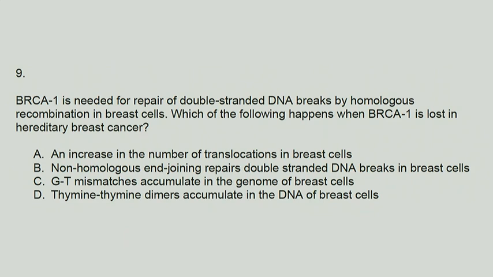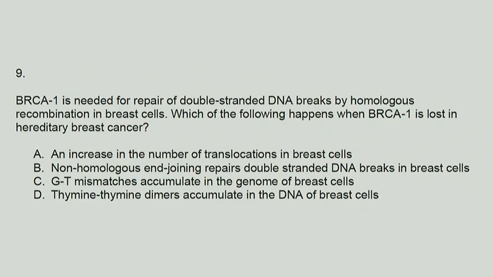End joining, right? So if I don't have the capability to do homologous recombination, what am I going to do when I get a double-stranded break? End joining, exactly. So you lose BRCA1, you're going to get an increase in the number of translocations. Because every time there's a double-stranded break, there's a chance for end joining to mix up chromosomes and fuse them together. Okay, and then similarly, looking at B, non-homologous end joining repairs double-stranded DNA breaks in these cells. Yes, right? So just like we just talked about for the translocations, if we lose a gene that promotes homologous recombination, we're going to have to fix double-stranded breaks using end joining.